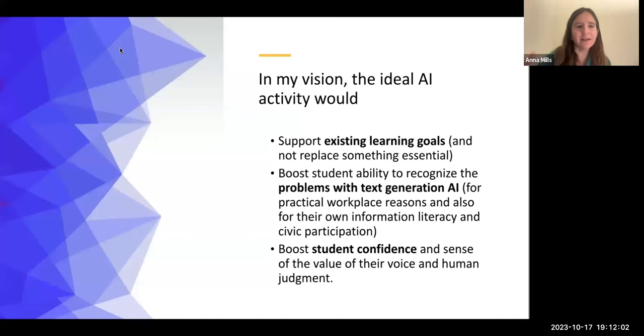So keeping and furthering the goals that we have, and building that digital literacy, that critical AI literacy, by helping students recognize the problems with text generation AI. And that's both for practical workplace reasons. So maybe that's how you add value in a workplace where there's a lot of AI, is you can see where it's wrong and you can say something and you can catch that problem, right? So from an economic perspective, you've got to be able to recognize those problems.